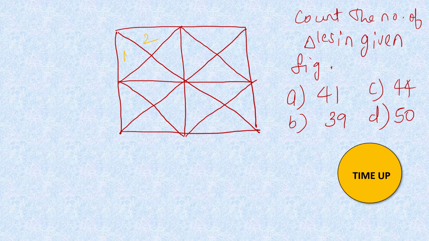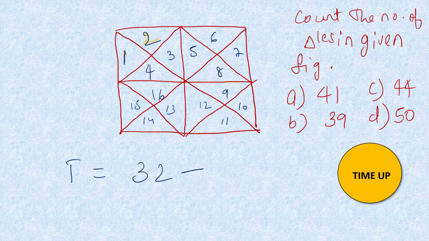1, 2. Okay, so how many triangles do we have? We have 1, 2, then 3, 4, 5, 6, 7, 8, 9, 10, 11, 12, 13, 14, 15, 16. So in total I got 16. 16 into 2 I will do, which will give you 32. 32 plus any other triangle?